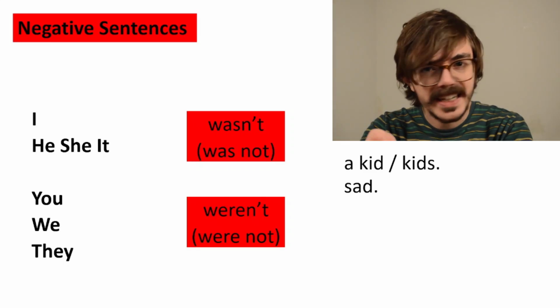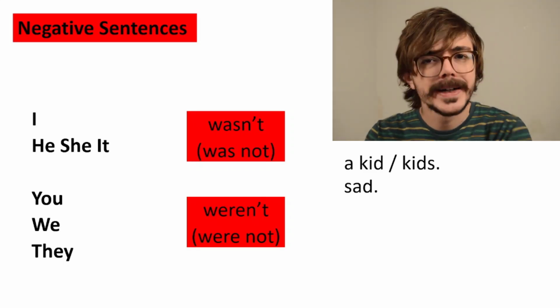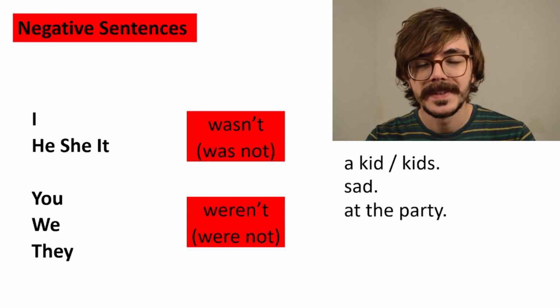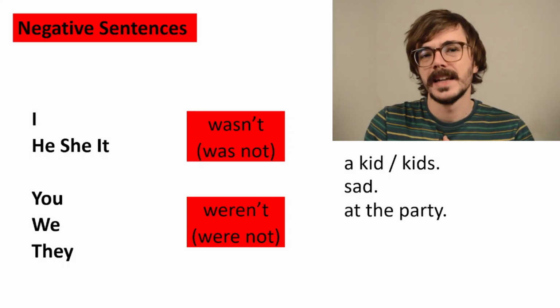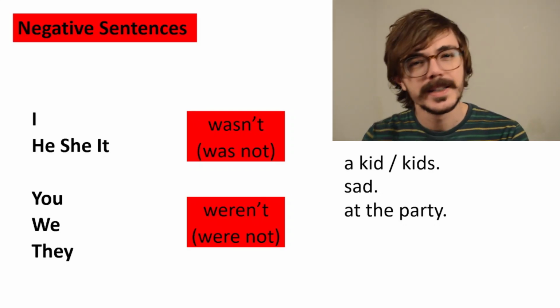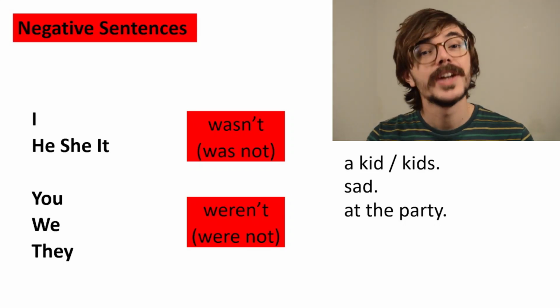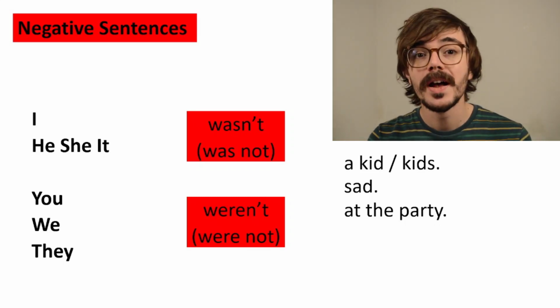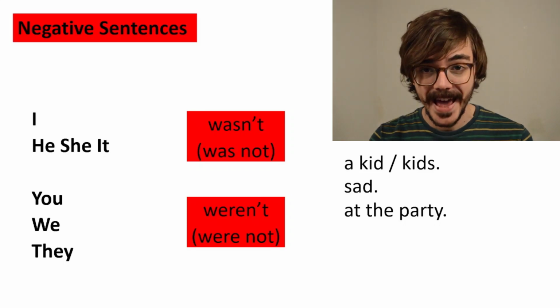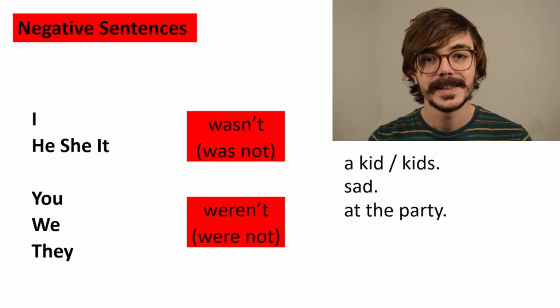You weren't a kid. We weren't kids. They weren't kids. I wasn't at the party. She wasn't at the party. You weren't at the party. We weren't at the party. You get the idea. So, weren't for you, we and they, and wasn't for I, he, she and it.